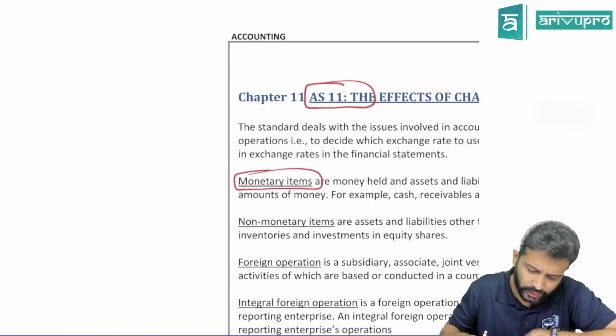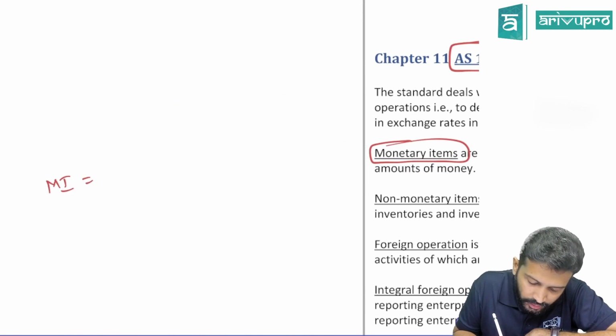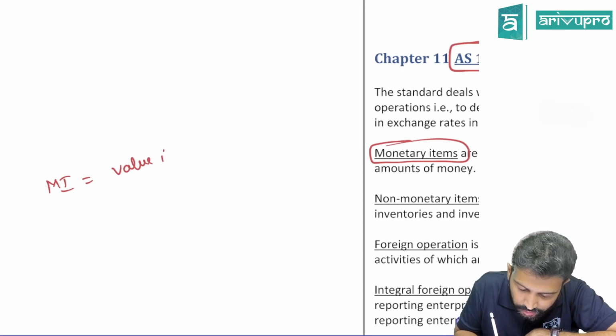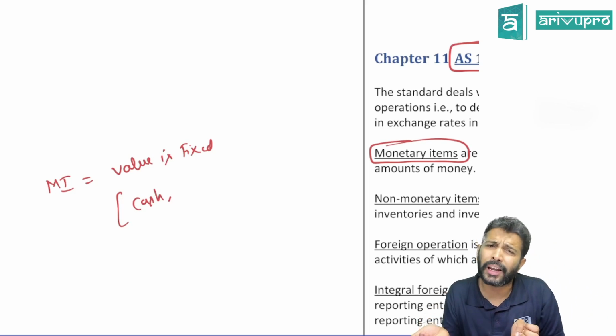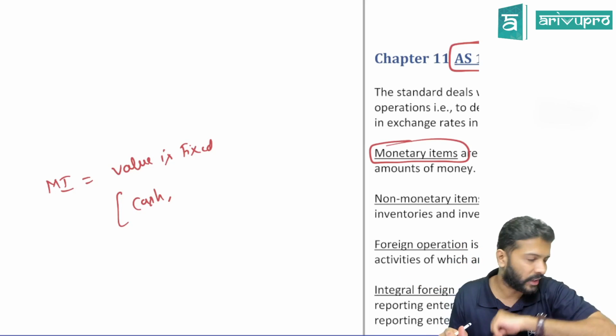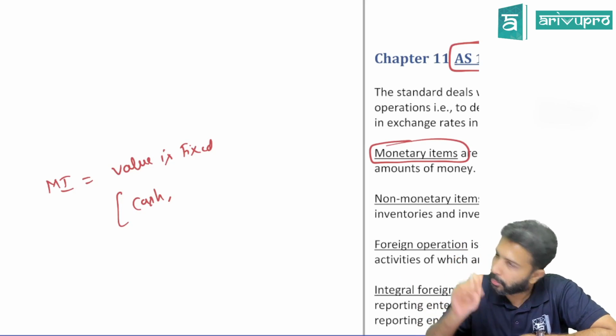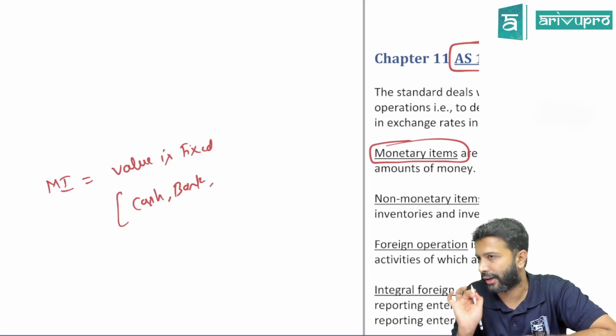Can you give me some examples of monetary items? Sir, cash. Monetary item means value is fixed. Okay, the example is cash. If you have cash of 500 rupees, its value is 500 rupees only, meaning the value of that is fixed. So hence cash is an example of a monetary asset. Even your bank balance is an example of a monetary item.